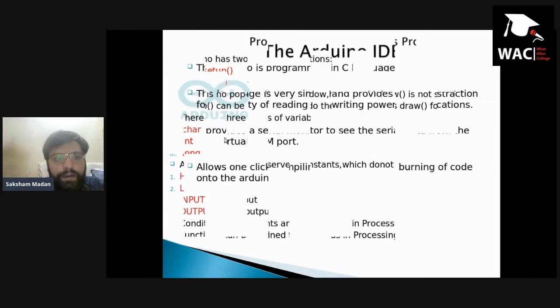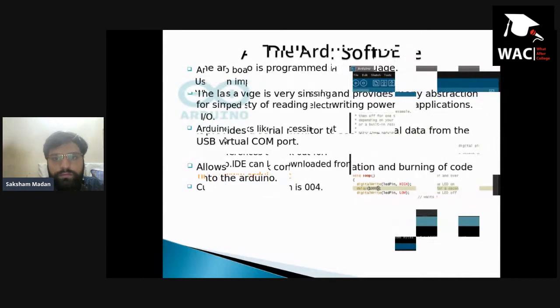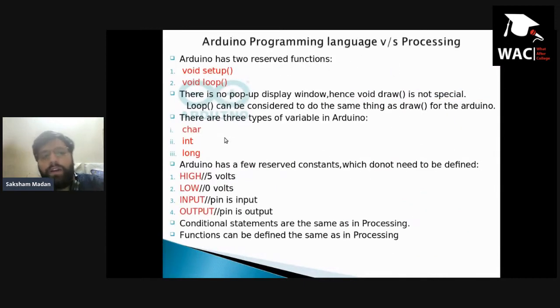Then char, int, long data type variables. Then a few reserved constants: HIGH, LOW. So when we wrote HIGH over there, like digitalWrite 12 HIGH, it gave 5 volts output over there. LOW, 0 volts. INPUT initializes the pin as input. OUTPUT initializes the pin as output.